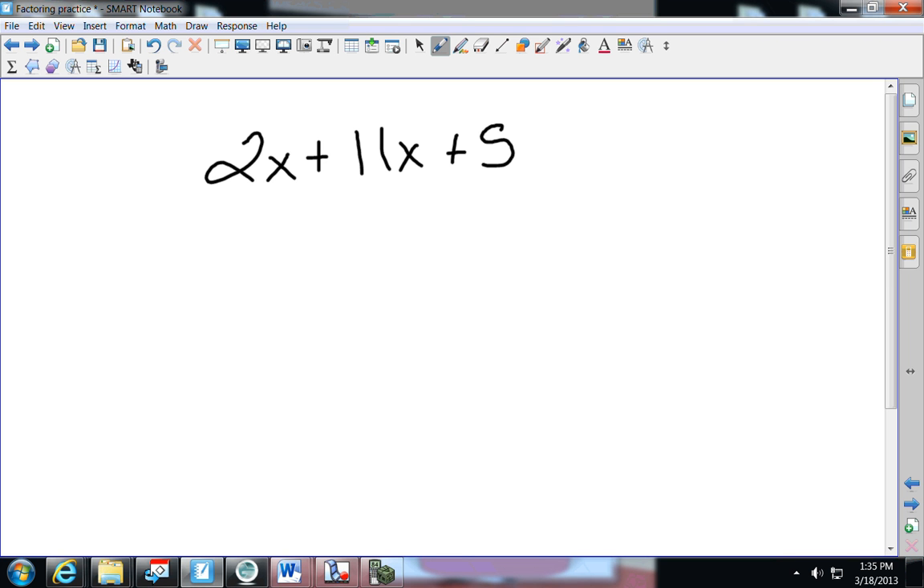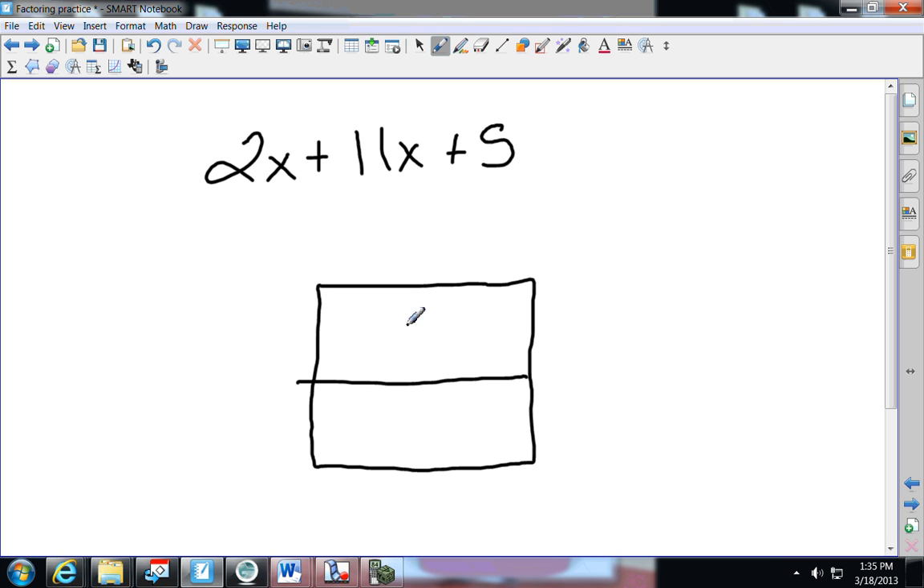Now, is there a GCF? Why not? There's not, because 2 doesn't go into 11, 2 doesn't go into 5. So I'm going to go straight to the box. In the top left-hand corner I put 2x squared, and then a 5. So I have something x, something x.